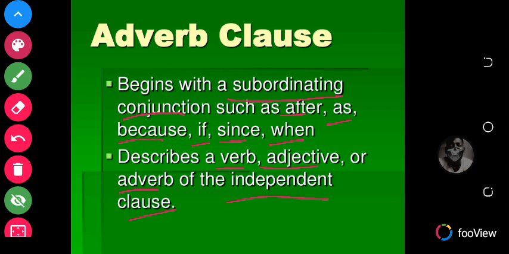What does an adverb do? It modifies the verb. So what the adverbial clause does is tell us more about the verb. It could be in terms of manner, in terms of how. So one word should be ringing in your mind: how? Okay, let's look at an example.